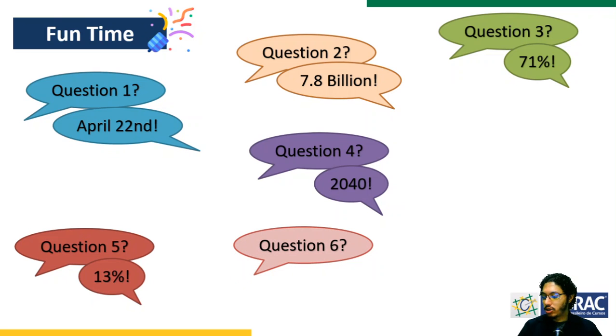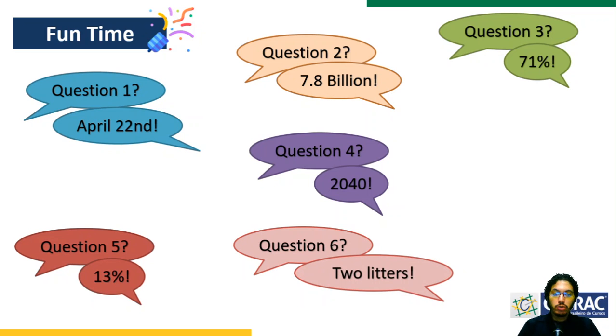Going on to question 6, how many liters of water do people need every day for drinking, cooking, and hygiene? So usually we're supposed to drink or cook or use water every day, about 2 liters. That's how much we should be drinking or eating for water a day.